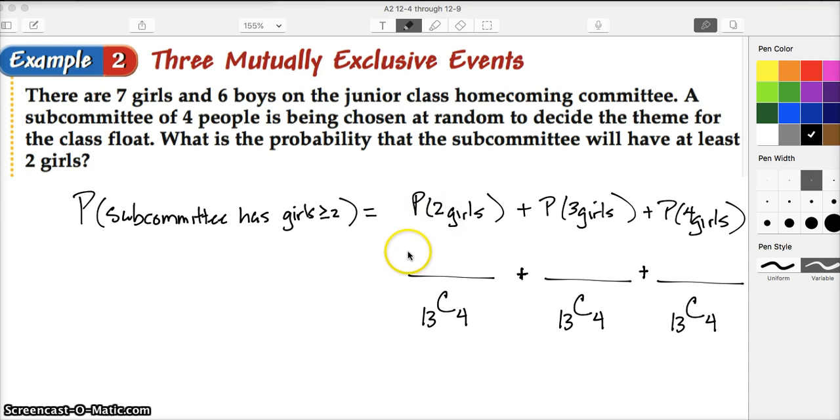If I choose 2 girls, that's going to be 7 girls choose 2, but then I also need to choose some boys, and out of the boys, I'm going to choose 2. So 6 boys choose 2. If I choose 3 girls, that means 7 girls choose 3. And you know what that means? I've got to choose 1 boy. So 6 choose 1. And finally, 4 girls would be 7 girls choose 4. Once I calculate these values, I'm going to be able to come up with my probability.